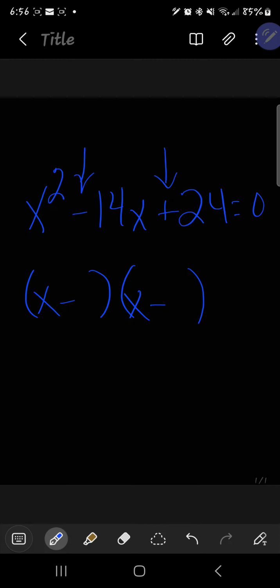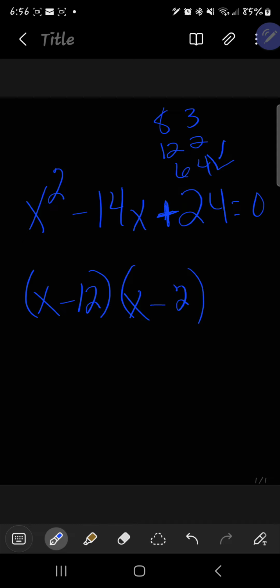And now, factors of 24. You have to find factors of 24 that, when added together, are going to give you 14. You know you're adding them together because of that positive sign right there. So factors of 24 are 8 and 3, 12 and 2, 6 and 4, 1 and 24. Which one of those, when added together, gives you 14? I hope that you said 12 and 2, and you just plug those in your empty spaces.